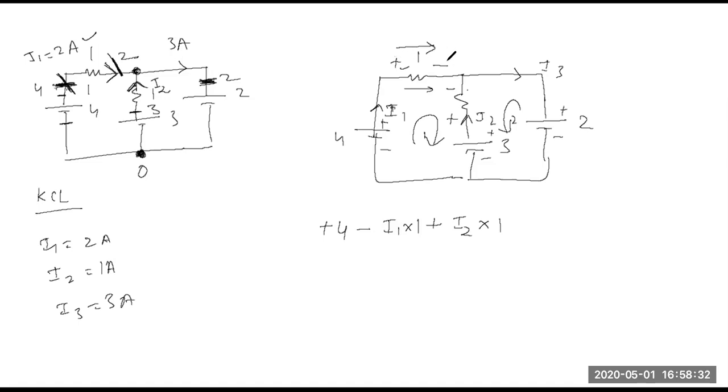so there is a decrease. That's why. On the other hand, here the current is like this, and you are moving like that. So you are going from minus to plus. So there is an increase. Then you reach the battery. You are moving clockwise. In order to move clockwise, you are going from up to down. So again plus to minus, so minus 3, and the net summation should be equal to 0.